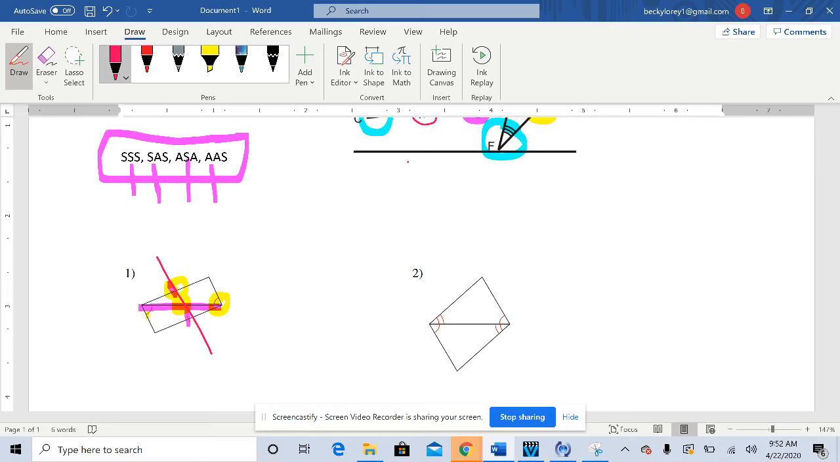If we go to number two, on number two, it shows us that an angle is congruent. They share this side, and then there's another angle that's congruent. So it goes angle, side, angle. If we look at our list, angle, side, angle is definitely an option. So we can say that yes, these two triangles are congruent.